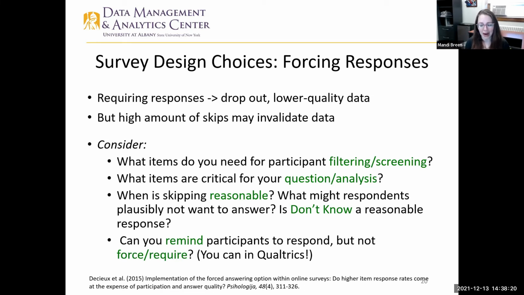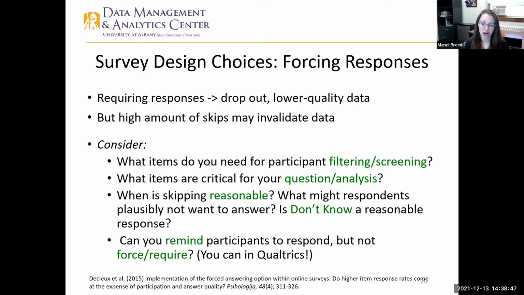Or can you remind a participant to respond, but not make them respond? So in Qualtrics, you can do this where a pop-up will tell them, hey, you forgot to answer question number 3. And then they get to choose if they want to click next. They can still move forward without answering that question. But it will bring them back to it, highlight which one they haven't answered in case maybe that was a mistake that they didn't answer it.